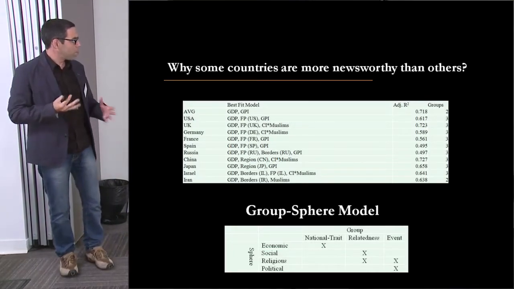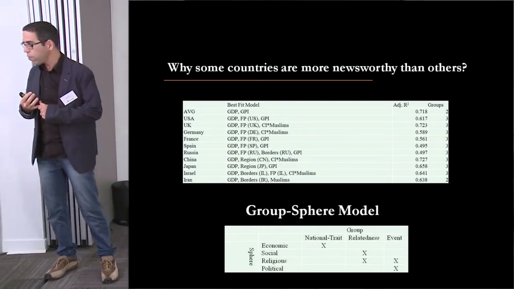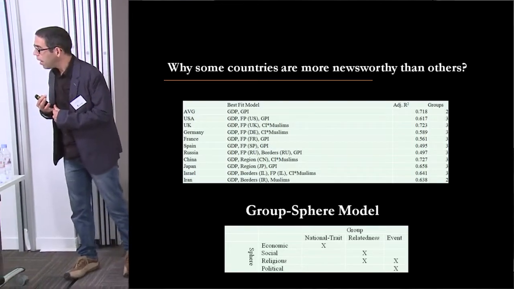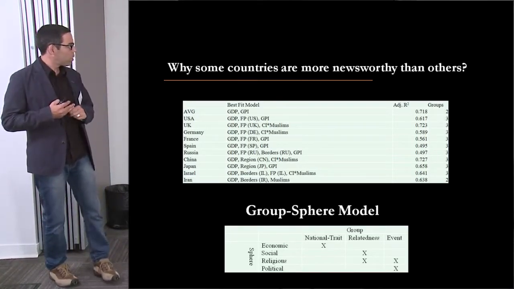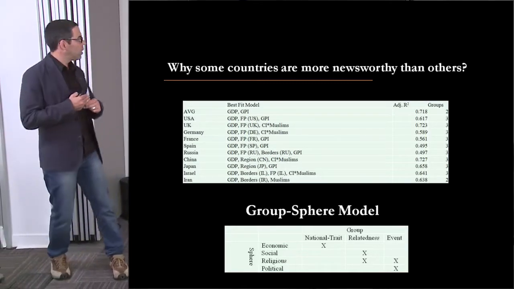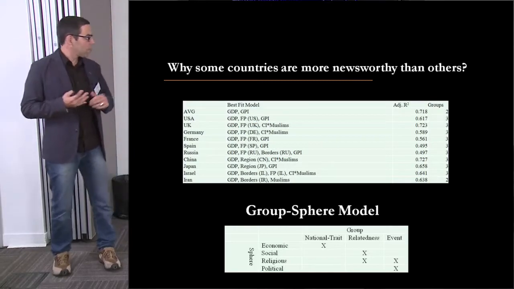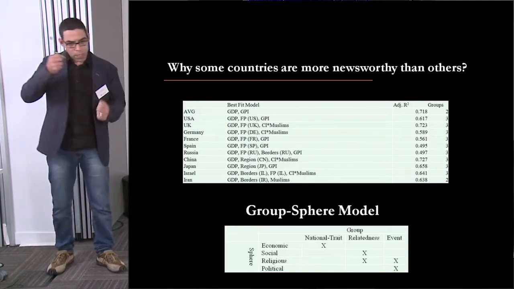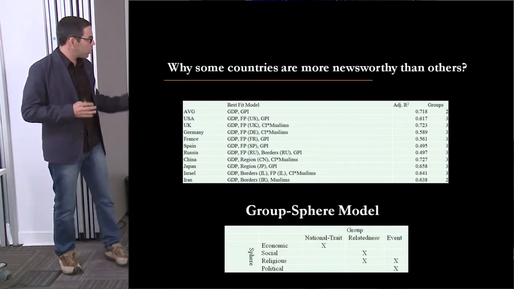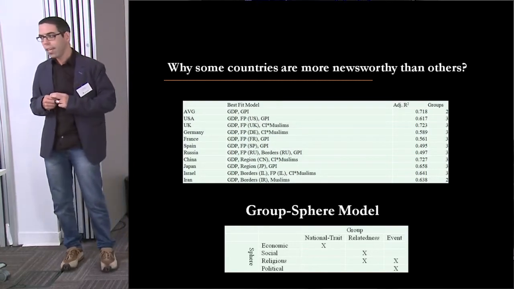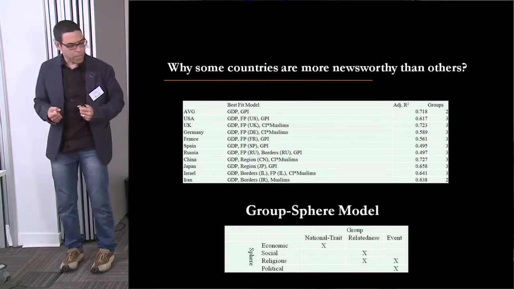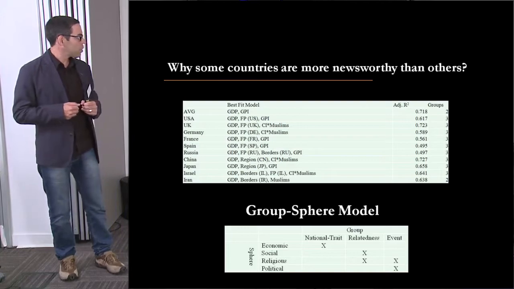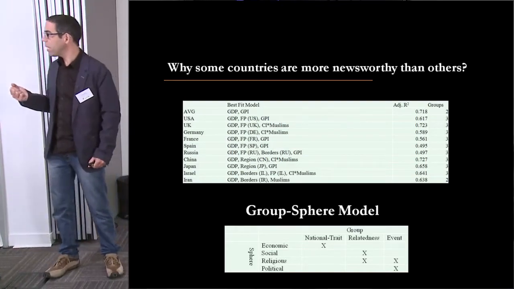where you have two dimensions. The first is the dimension of the sphere. We have the economic sphere, we have the social religious sphere, and we have the political sphere. And the group of explanations based on the literature: the national trait, how big and strong the country is, the relatedness, how this country is related to us, and the event. And you see that in all countries separately, you get this combination: the economic power comes from the national trait, the social relatedness is the second dimension, and the political is related to the event.